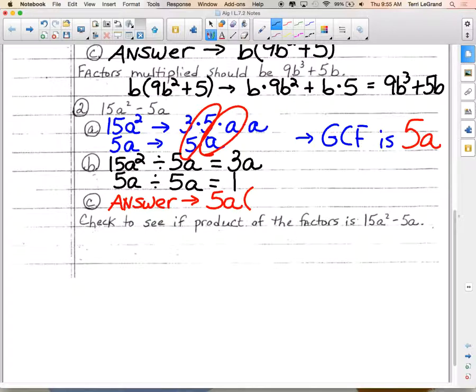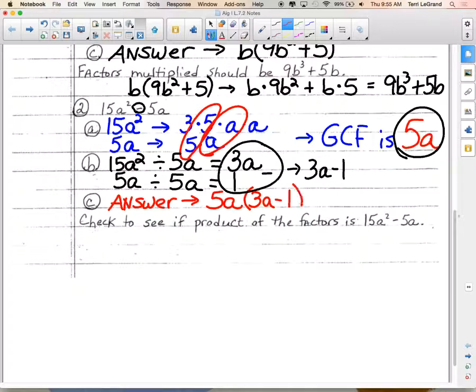What operation sign should be between those two terms? Subtraction. There's subtraction up here, so we need subtraction here. So we already wrote that one down. We now have this one, which is really 3a minus 1. So now that is going to become the other factor for our factored name.